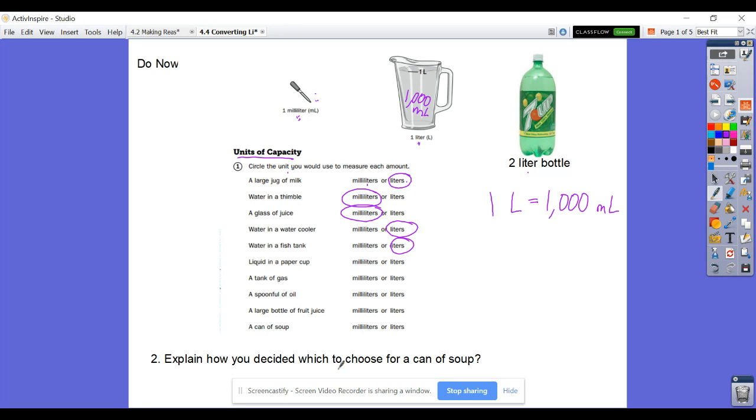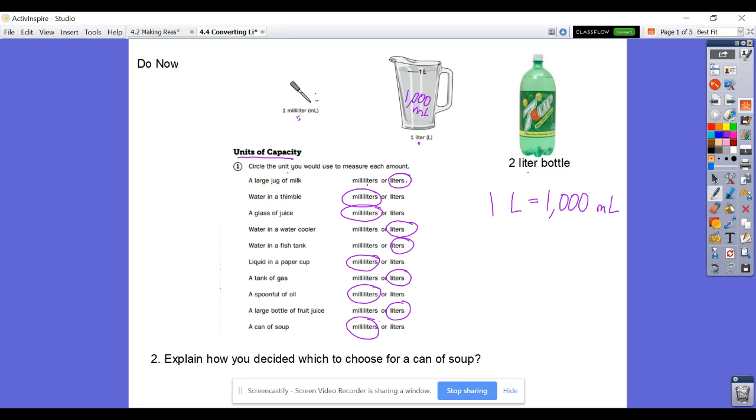The liquid in a paper cup, that one's small, so we would want to use milliliters for that. A tank of gas is very large, liters. A spoonful of oil, milliliters. A large bottle of fruit juice, liters. And a can of soup, since it's not that big, milliliters.